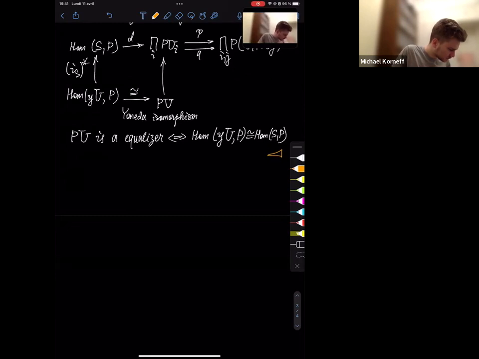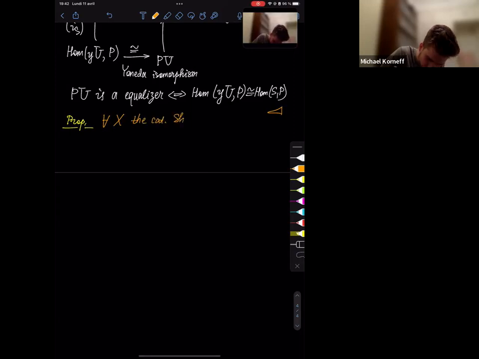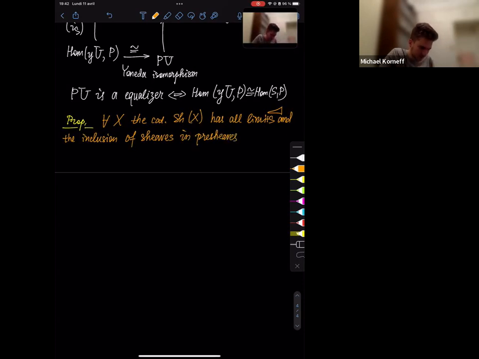And now I want to formulate the following proposition, which tells us that for all spaces, the category of sheaves has all limits, and also the inclusion of sheaves in presheaves creates these limits. Sorry.